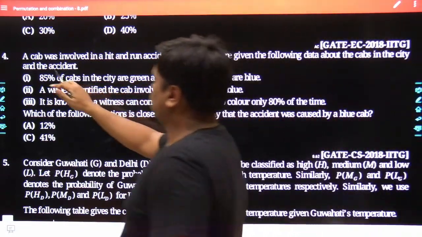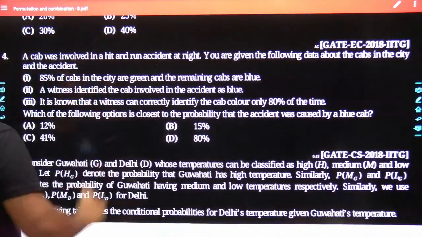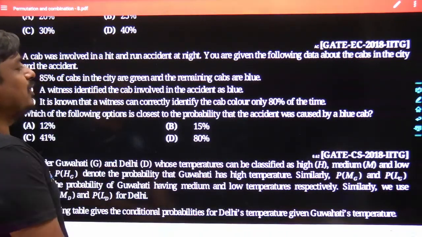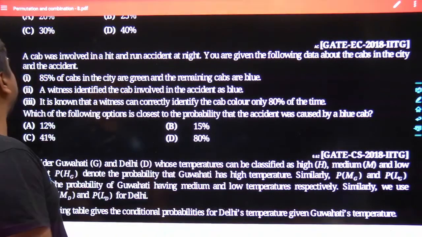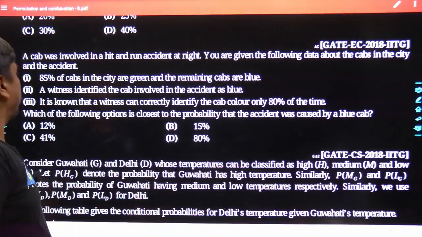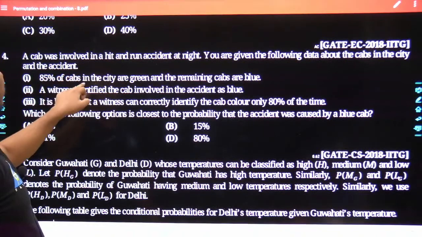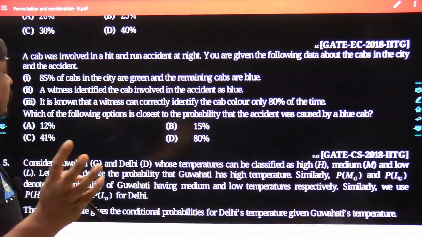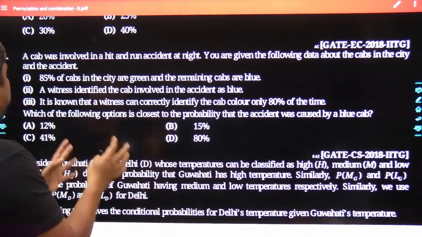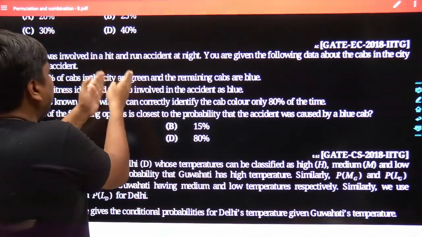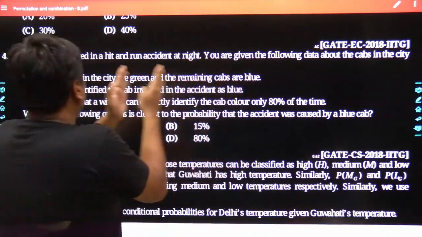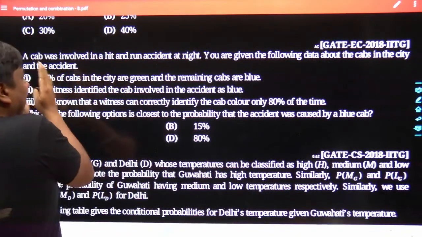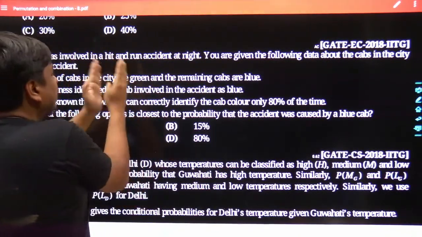The problem states a cab was involved in a hit and run accident at night. You are given the following data about the cabs in the city and the accident. 85% of cabs in the city are green and the remaining cabs are blue. What does that mean? That means the population of green cabs is more than blue cabs, so obviously the chances that the accident must have been met with the green are greater than blue.